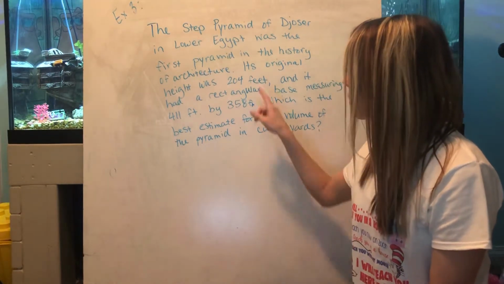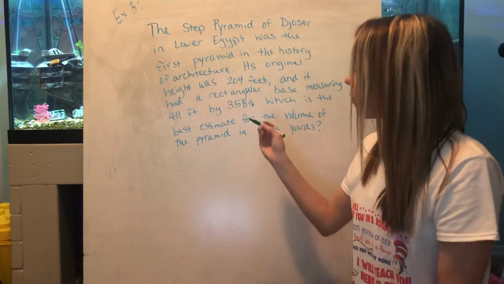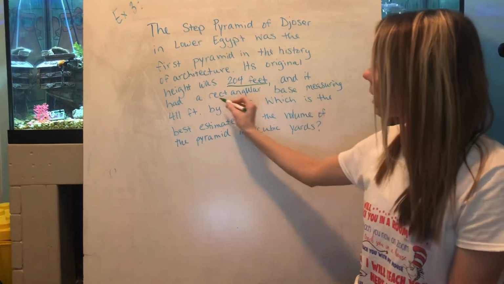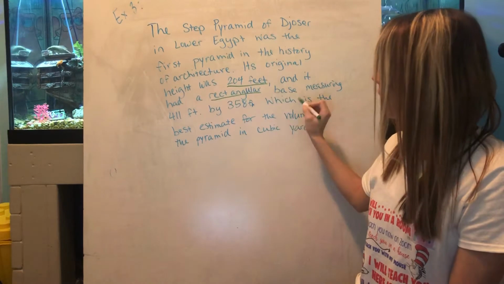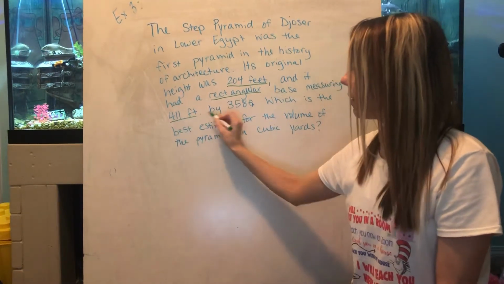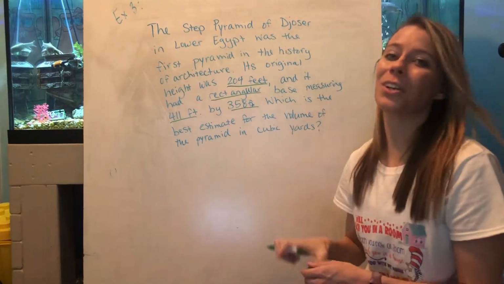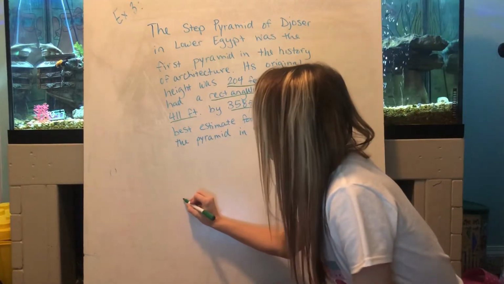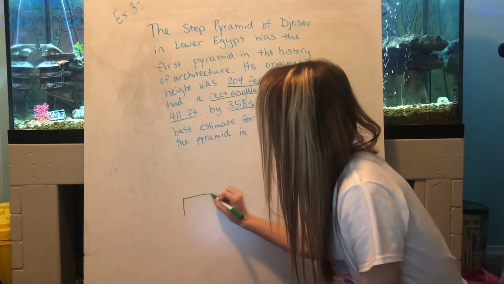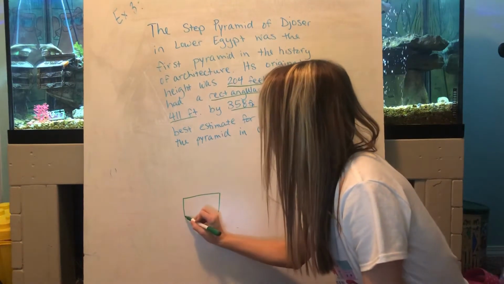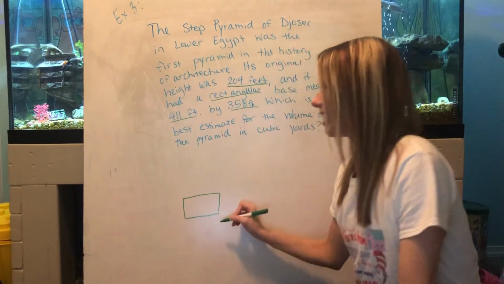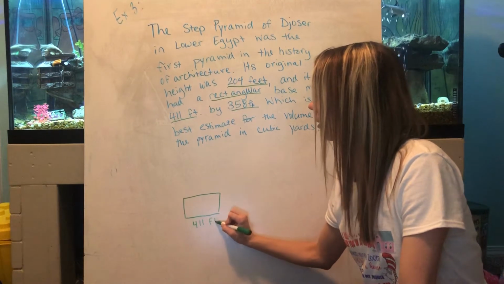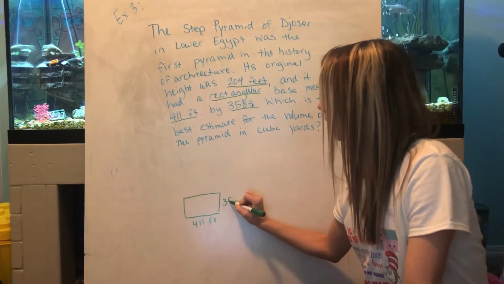It says its original height was 204 feet, and then it had a rectangular base that measured 411 feet by 358 feet. So you're going to get the fun of watching me actually draw these pyramids. Whenever I'm just doing it on my own as scratch work, I go ahead and just draw the base first, and I keep it really simple. It's 411 feet by 358 feet.